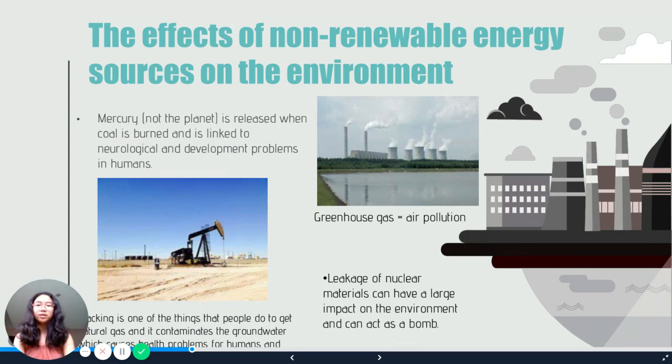Fracking is one of the things that people do to get natural gas, and it contaminates the groundwater, which causes health problems for humans and wildlife. Leakage of nuclear materials can have a large impact on the environment and can act as a bomb if it's leaking.